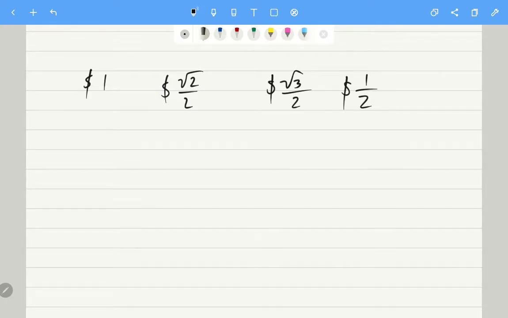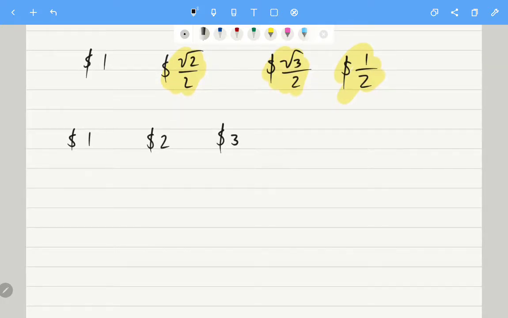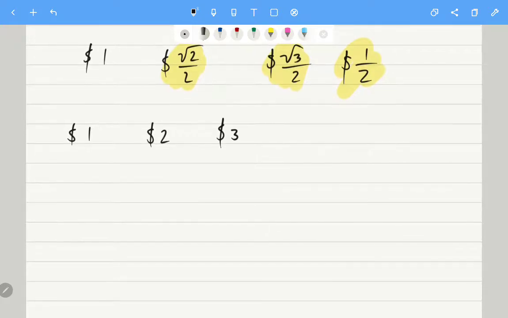Now, some of you might immediately spot what's going on here. But before we do, let's ignore the 1. We can deal with 1 in a moment. Let's just look at these 3, and then I'll ask you the question. Which would you rather have? $1, $2, or $3? Well, hopefully most of you would agree that you'd rather have $3 than $1.